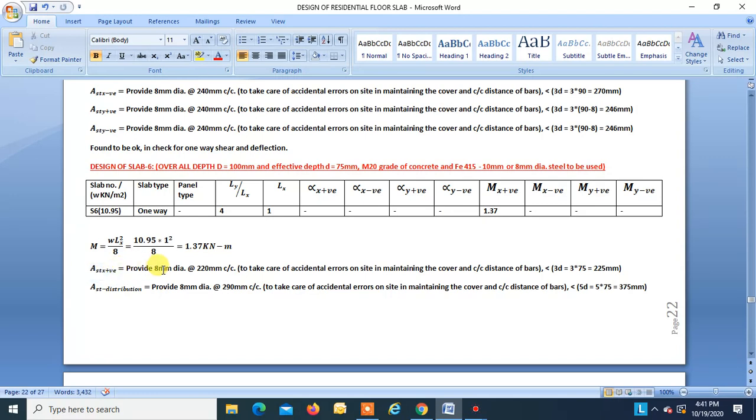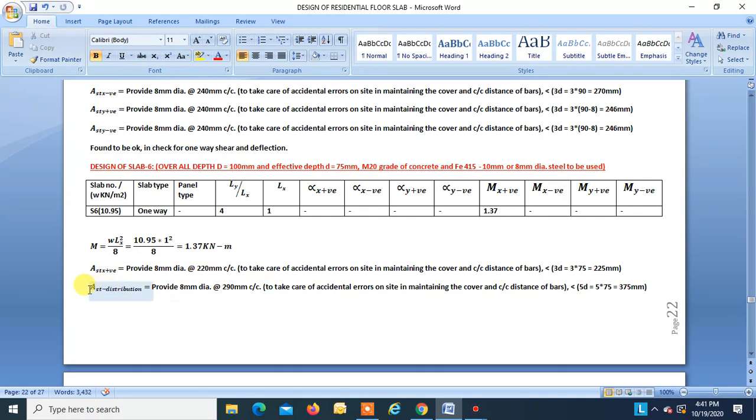So provide Ast as 8 mm dia about 220 mm, because it has to satisfy that maximum spacing should be lesser of 3 into d. d is 75. Okay, capital D is 100. d into 3 is 225, or 300 mm. Okay, so this is lesser than 300 mm. So our spacing should be lesser than this. So we are taking 220 mm.